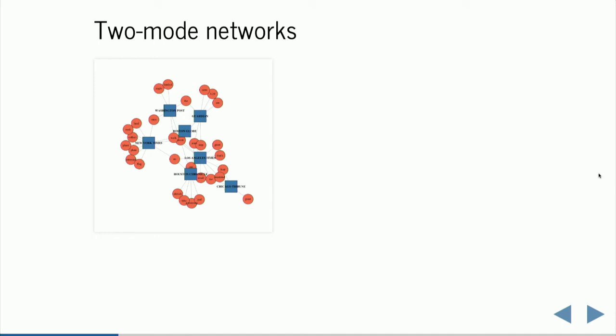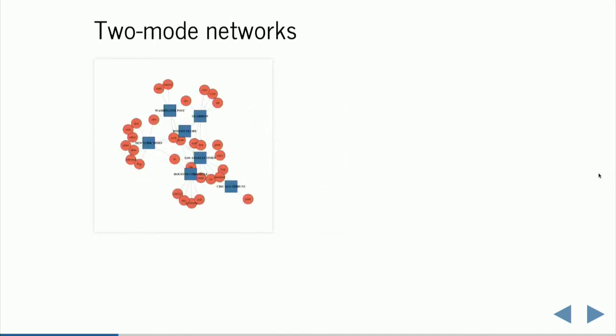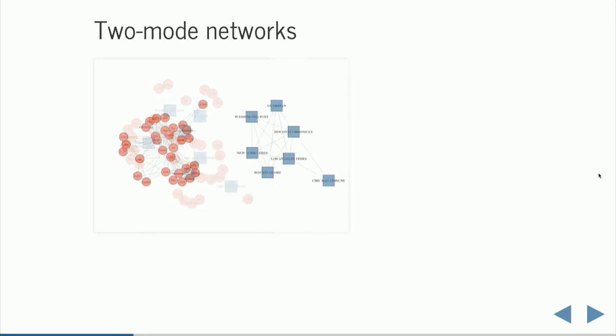And so we can do 2 types of projections from this, what's known as a 2-mode network, because we're capturing 2 kinds of relationships, right? We can do a word-to-word projection. So here we're looking at how words clustered on that day.